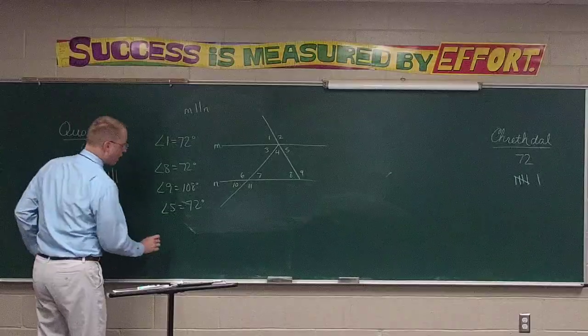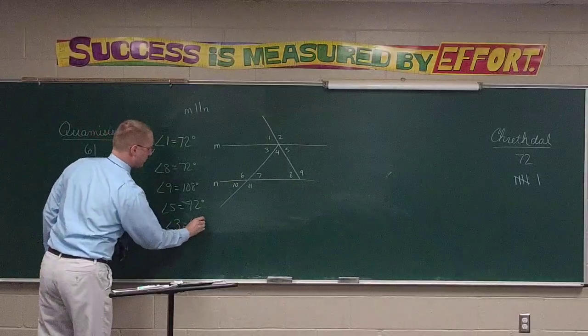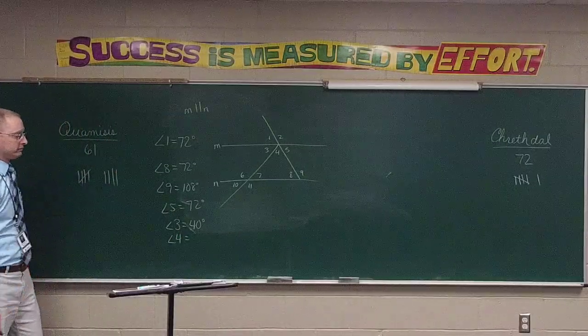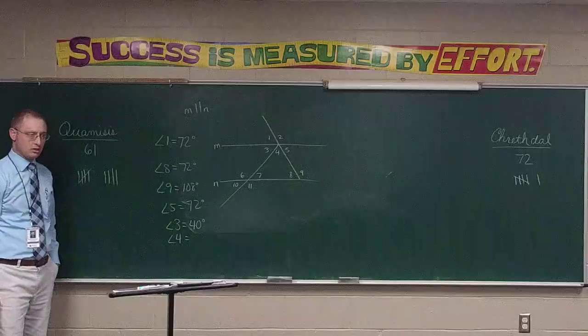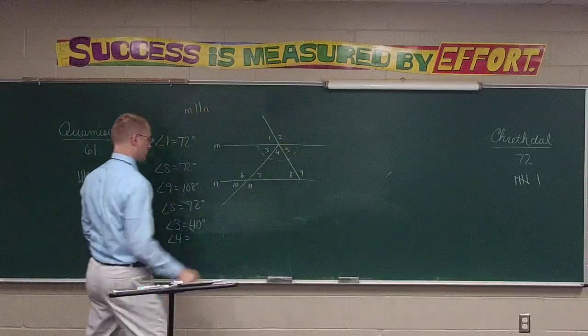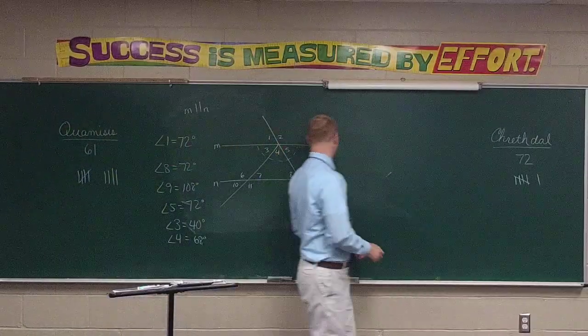Let's suppose we know that angle 3 is, let's just say 40 degrees. Find the measure of angle 4. So that's 68 degrees, because together these make a straight angle. We've already got 112 degrees, that makes 68 degrees more.